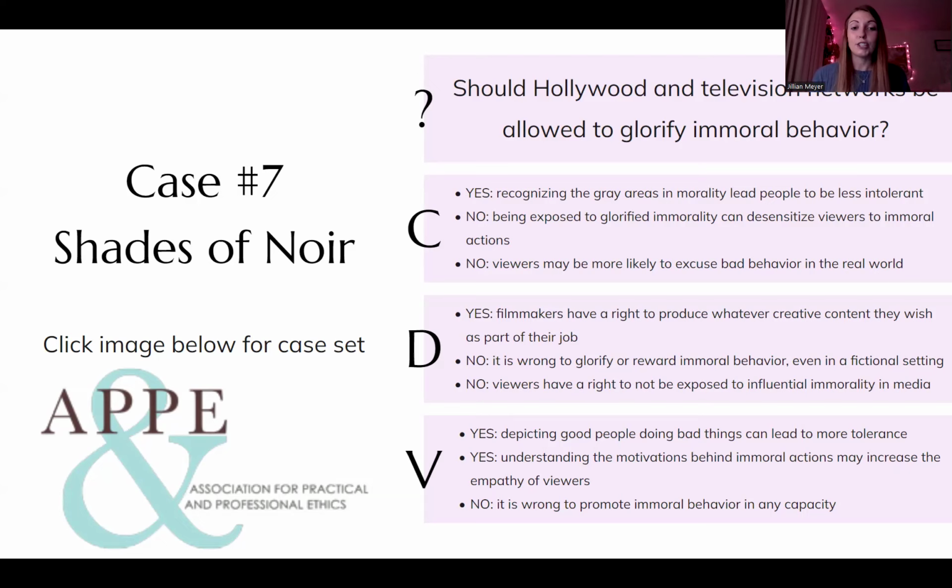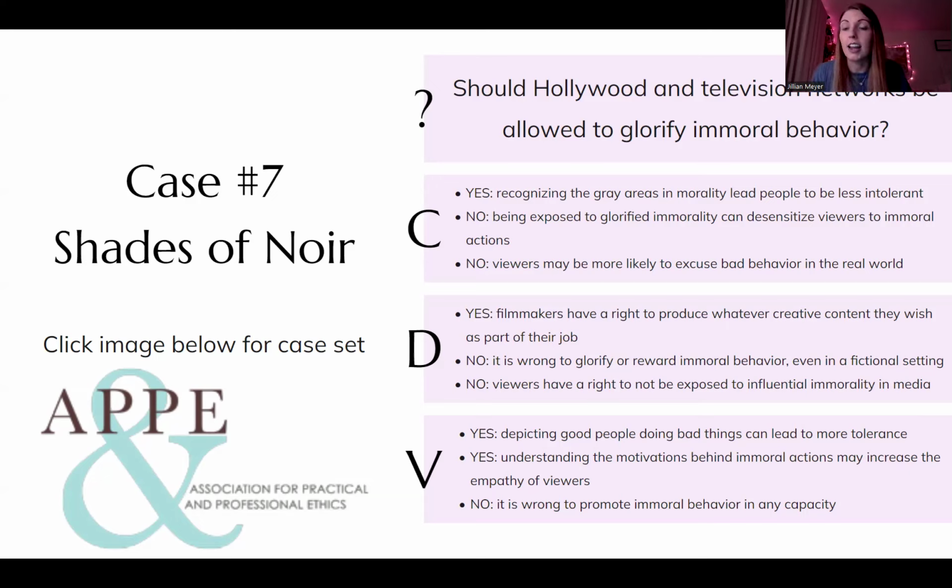So then finally, for virtue theory, you might say, yes, we should let them glorify or show this immoral behavior, because depicting good people doing bad things can lead to more tolerance. So we're thinking about the virtue of tolerance in this sense. Or understanding the motivations behind immoral actions may increase the empathy of viewers, which is stuff that I think the case references too, leading to more tolerance, having more empathy, stuff like this.